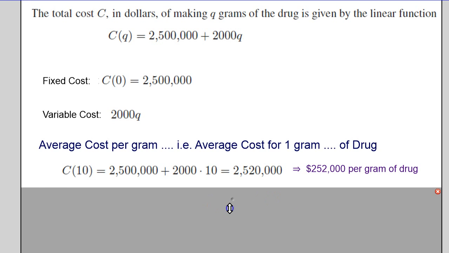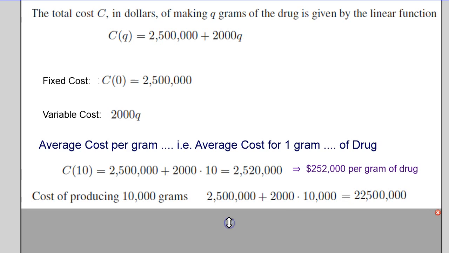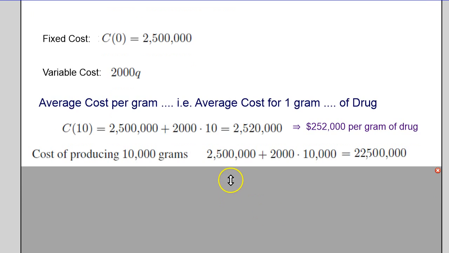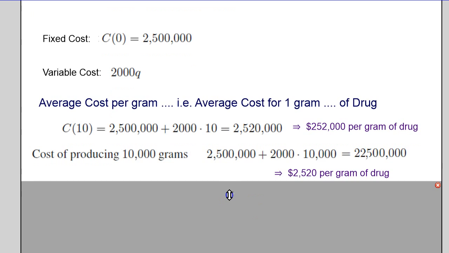That means it's quite expensive to produce just 10 grams of drug. You actually need to produce more than 10 grams to make it cost efficient. So let's figure out the cost of producing 10,000 grams. When I produce 10,000 grams, the total cost is over $22.5 million. But when I divide that by 10,000, I get an average cost of $2,520 per gram of the drug.